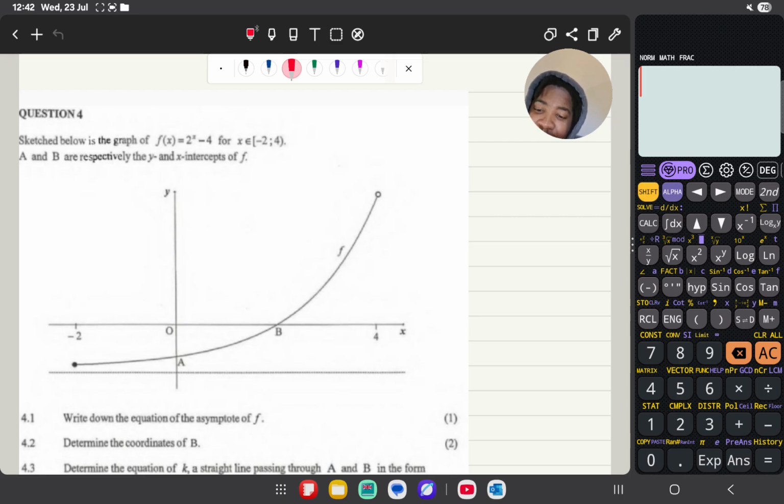Let us start. The first one, of course, you have an exponential function. Before you can even look at the equation they give you, you already see it, because x is an exponent, right? And we have the asymptote here, which we know is given from our equation. So you would say your equation is y equals -4, right? And then they say determine the coordinates of b. You ask yourself a question: what is b?